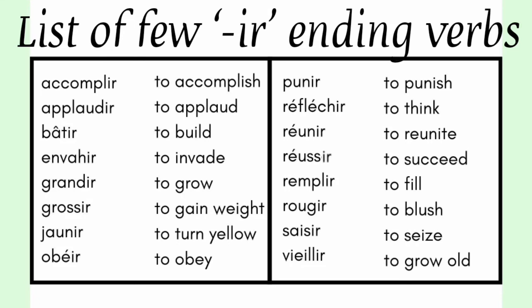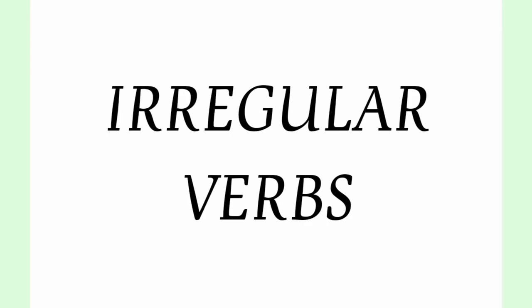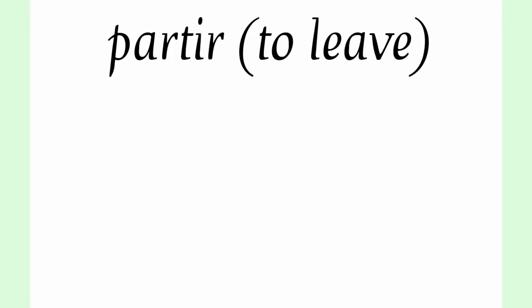And as I told you in the last video, there are a few verbs which do not follow the verb rule of their group, and therefore they are called irregular verbs. So with IR ending verbs also, there are some verbs which are irregular verbs, and we will now see their conjugation. So the first verb that comes in this irregular category is partir.